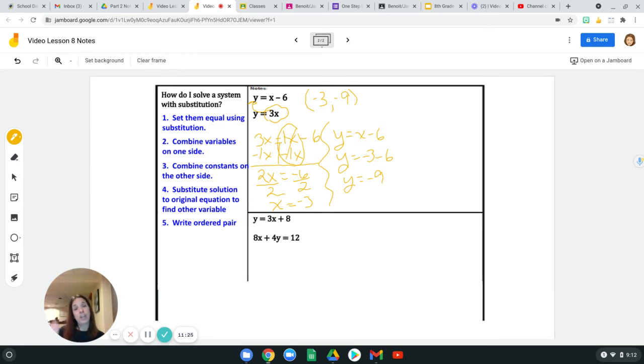And again, you check in both to make sure that it works out and makes both of those linear equations true. All right, our final example, you're going to notice our system. We've thrown you a curveball here. The first equation is in slope-intercept form. The second one, what form is that? Do you remember?